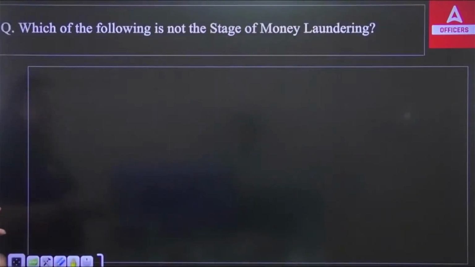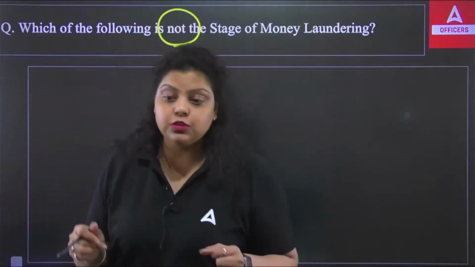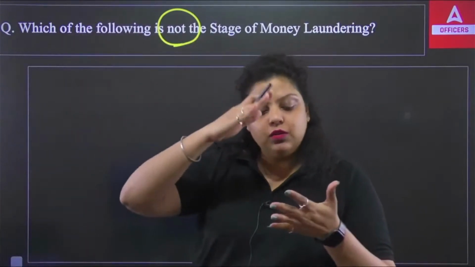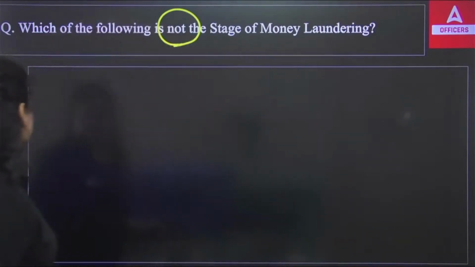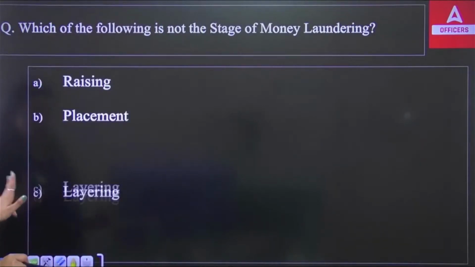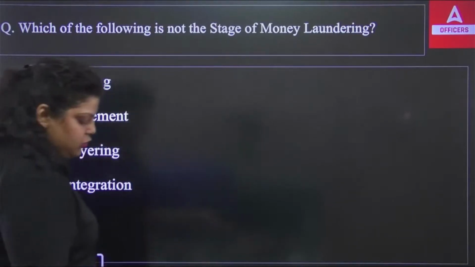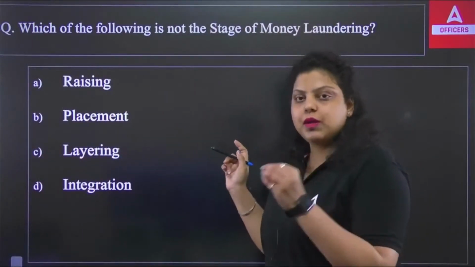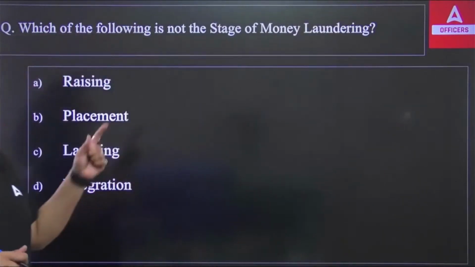Now the second question is: which of the following is not a stage of money laundering? The chapter we are talking about is AML KYC guidelines, which was introduced to control money laundering and the financing of terrorism. Now what is money laundering? The conversion of black money into white money is known as money laundering, and that is done in 3 stages. I have told you, it's a conversion of black money into white money. To control it, the Government of India has introduced the PMLA, Prevention of Money Laundering Act, and the KYC process was introduced to know your customer so that money laundering can be stopped.